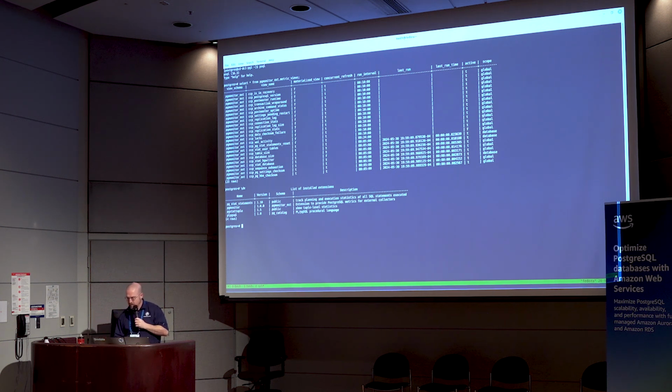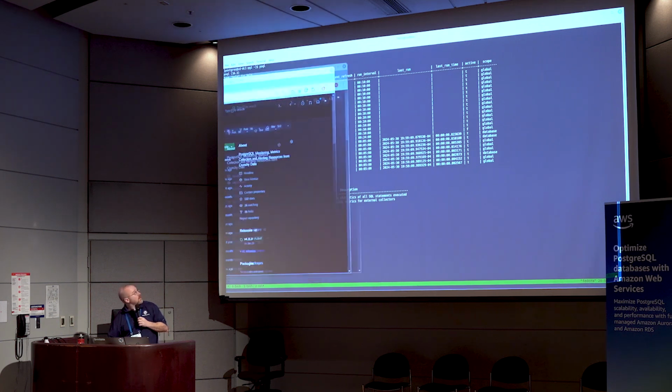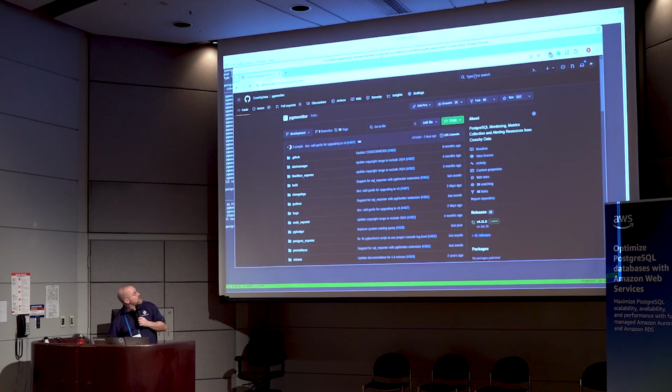The repository that this will be on is the pgMonitor repository at Crunchy Data. So the next version, version 5 of pgMonitor, please come check it out. And if you think it's a good idea, I'd appreciate any feedback on something like this. Thank you.